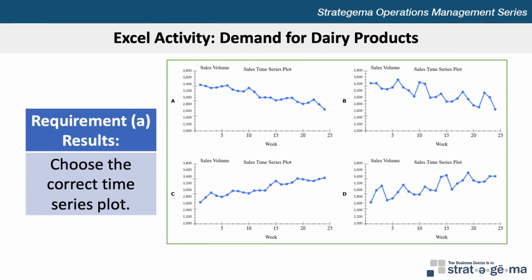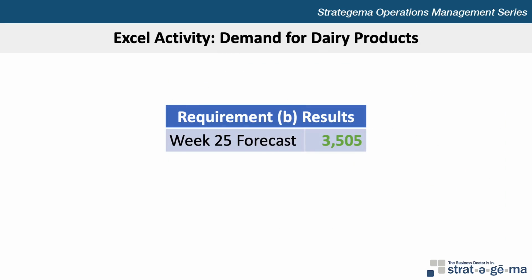For requirement A, from the plot options presented compared against the plot we created in Excel, we can see that option D is the correct plot and the data appear to follow an increasing pattern. For requirement B, the exponentially smoothed forecast, rounded to the nearest whole number since we can't sell a partial unit, is 3,505 half gallons of milk, and the MSE is 53,139.